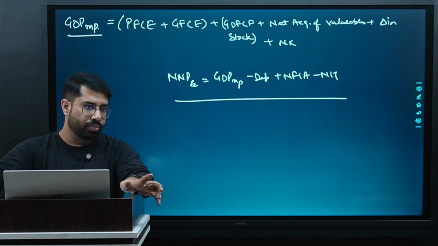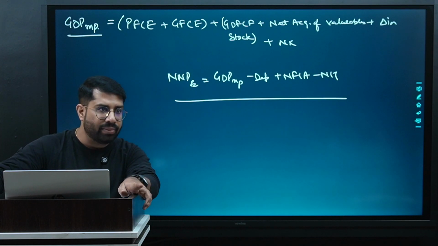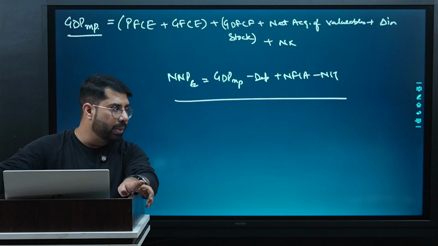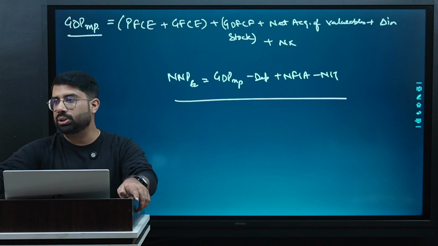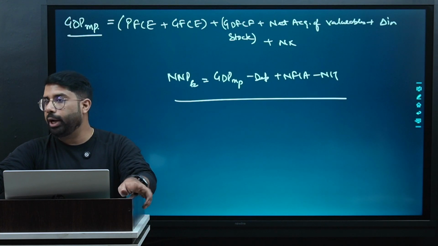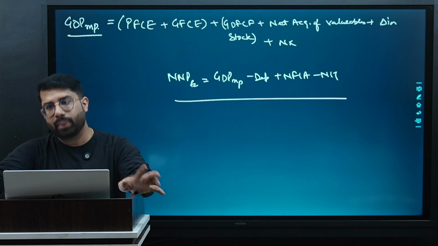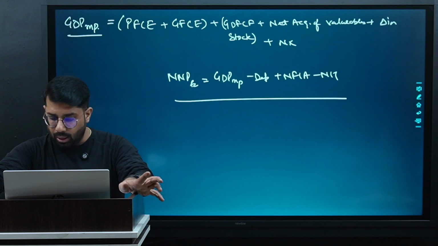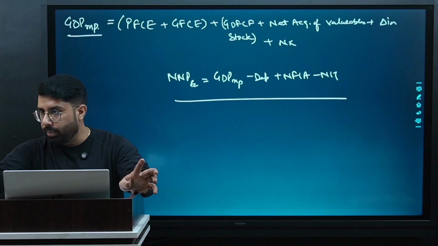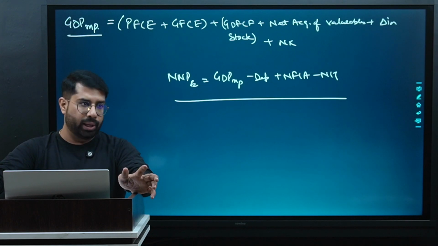Are you clear? So if you're getting different values of national income in the same question using different methods, please don't get confused that, sir, our answer is not matching. It is okay to get different values of national income from different methods. I am doing one such question with you so that you understand what I'm saying.